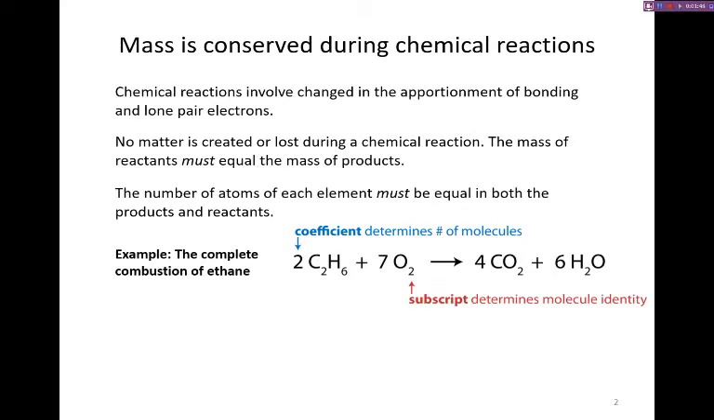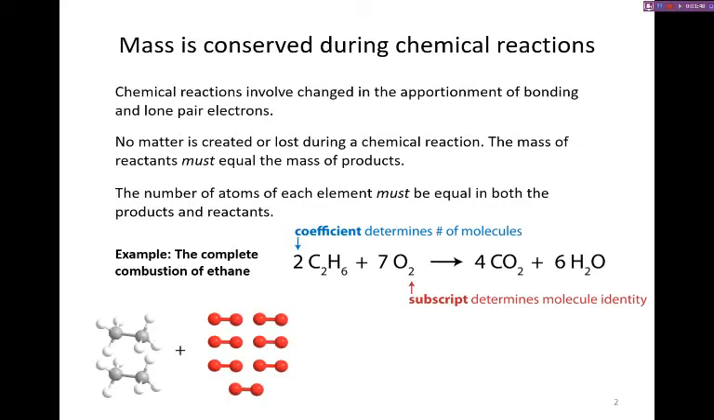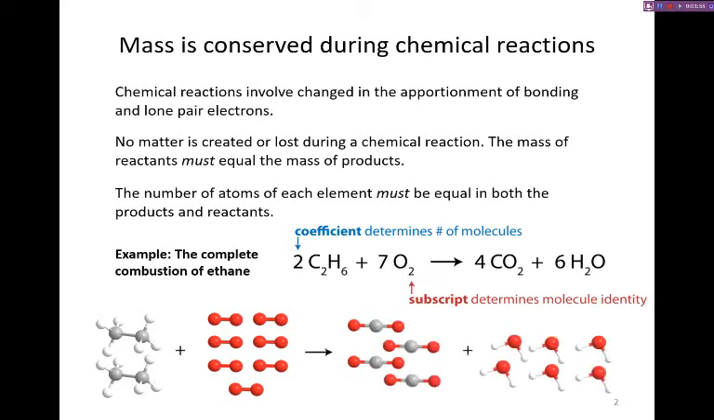And so if you were to look at the space filling, or the ball and stick models here, we see we could have two ethanes with 7 oxygen molecules, and they get rearranged. What was bound to what is changed, but we have the same number of each element that we started with. So we had 4 carbons, we have 4 carbons. We have 14 oxygens and 14 oxygens. And there's 12 hydrogens and 12 hydrogens. Just where they are in relation to each other has now changed.